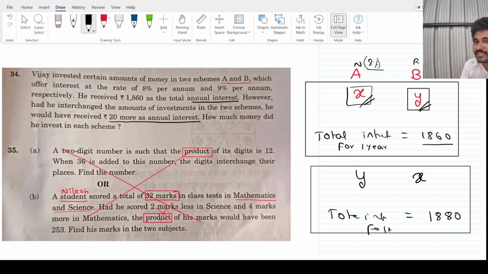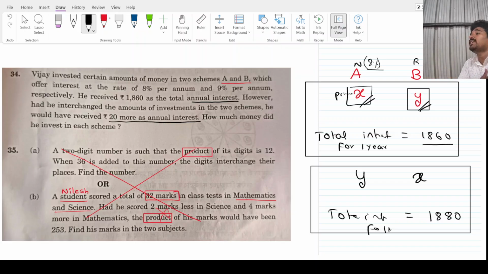Yes or no? What is this X and Y? Tell me. These are principal values, ma. They are not the interest. These are principal values. That's what we said clearly. Amount.